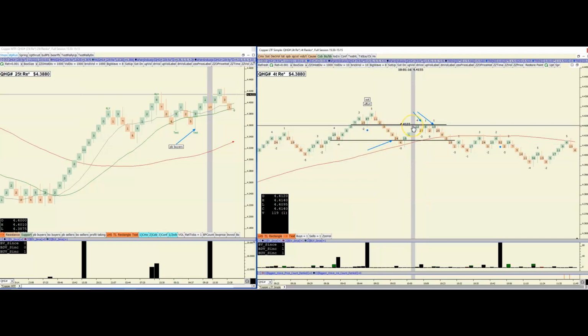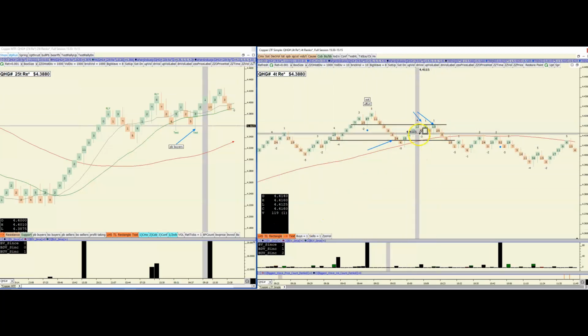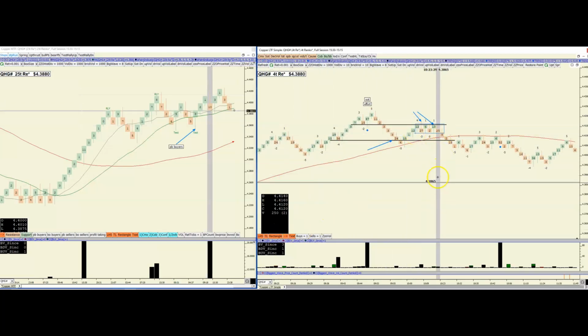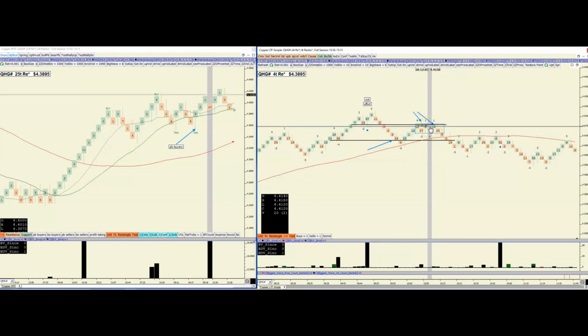Now you have a test of that area, and then what happens? A hinge. What is the hinge telling you? It's telling you that that distribution is done. That hinge means distribution is done and markdown will happen. That hinge is the end of distribution. What is the point that marks the end of one phase and the start of another? The answer is a hinge.